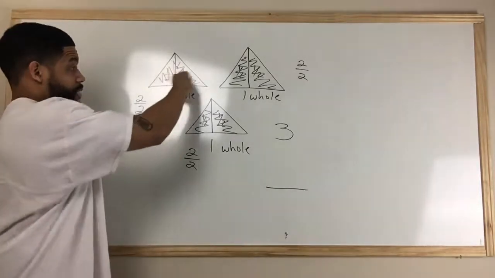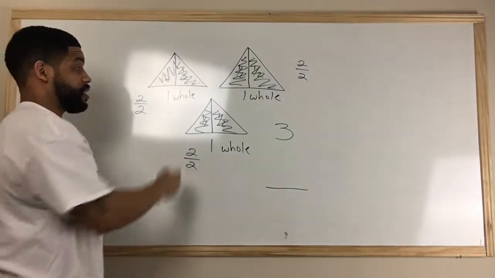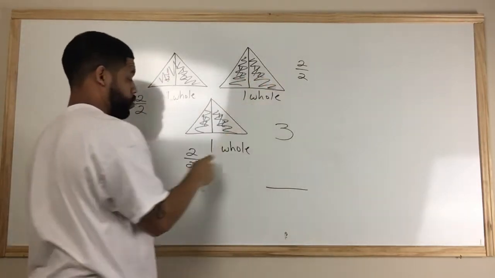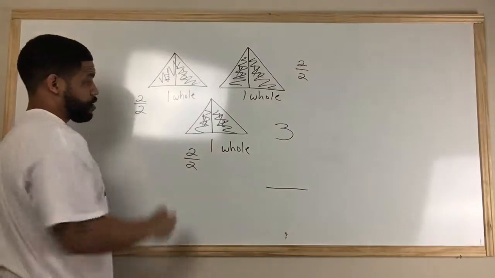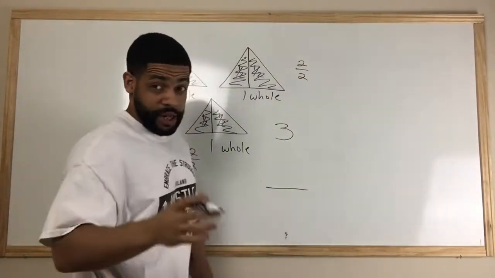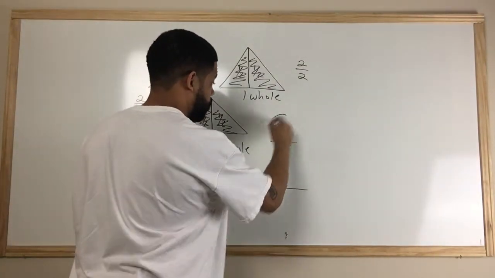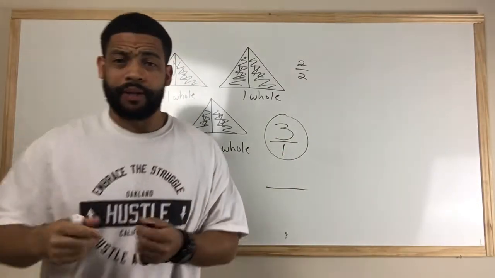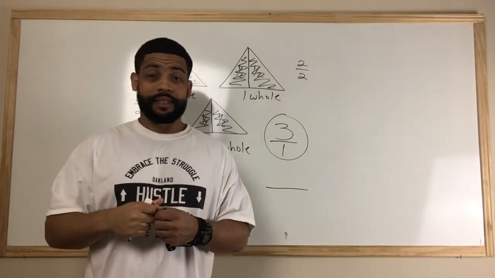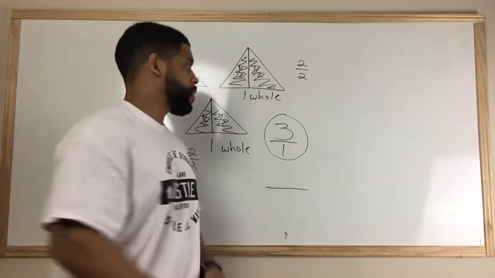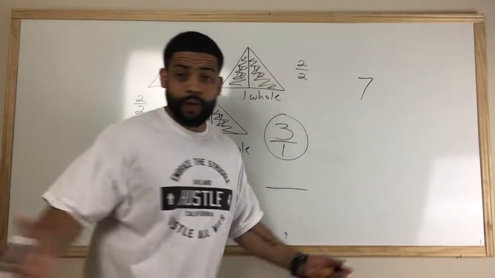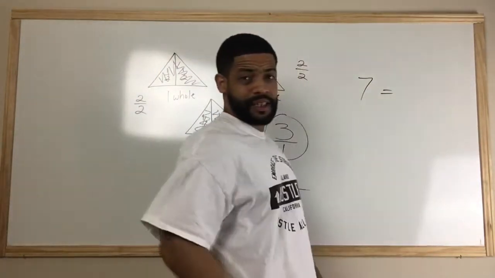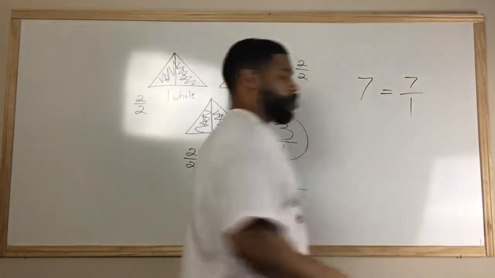But as you can see, when I have 2 out of 2 pieces shaded in, that represents 1 whole. So 2 out of 2 shaded here, that's 1 whole. 2 out of 2 shaded here, 1 whole. And this third one, so I have the fraction 3 over 1. Okay? So the simplest way to talk about that is anytime you talk about a whole number, I simply say place it over 1. So if I have the number 7 and I want to write it as a fraction, just place it over 1. So 7 is the same thing as saying 7 over 1.